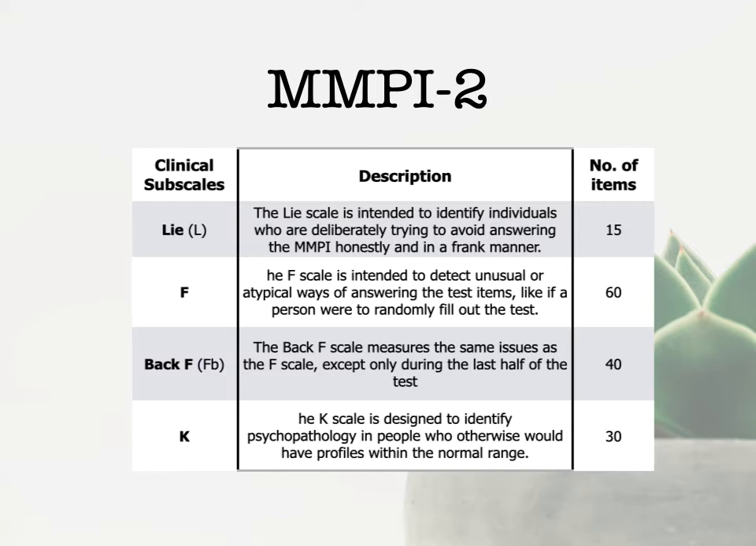And lastly, the K scale, designed to identify psychopathology in people who otherwise would have profiles within the normal range. So these are just the four validity scales that the MMPI-2 has.